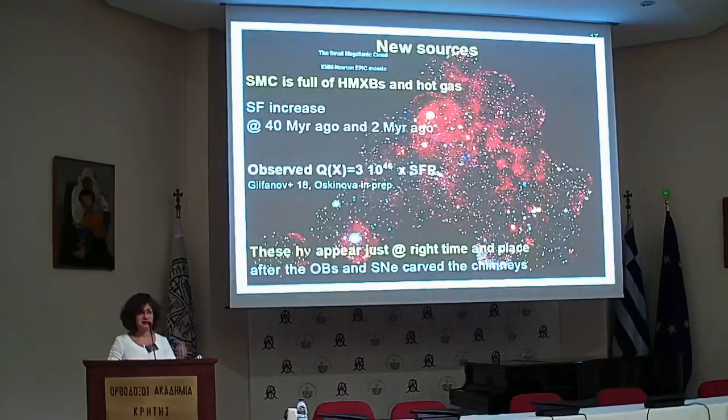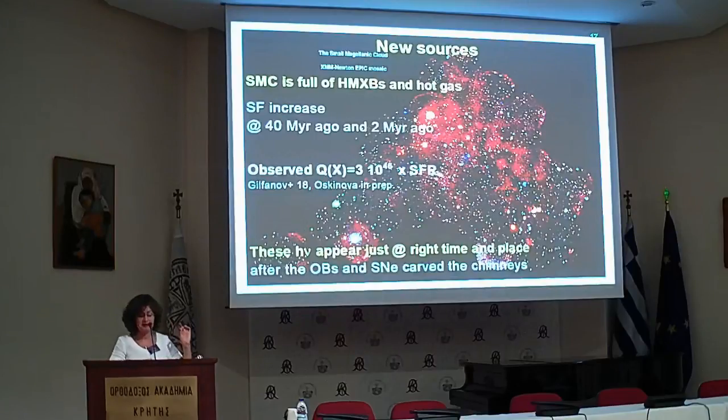High mass X-ray binaries are a neutron star or black hole which accretes mass from its OB or Wolf-Rayet type companion. So the SMC is full of these binaries, and from the study of high mass X-ray binaries, we deduce that in the SMC there was an increase of star formation rate about 40 million years ago and about 2 million years ago. The observed number of ionizing photons now in X-rays between 0.2 and 10 keV is 3×10^46 times the star formation rate unit.